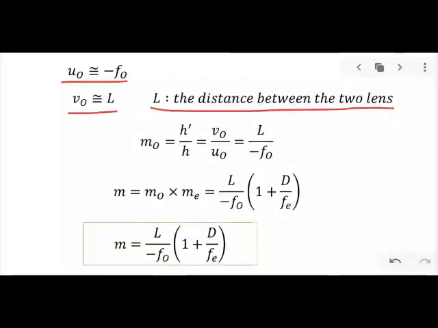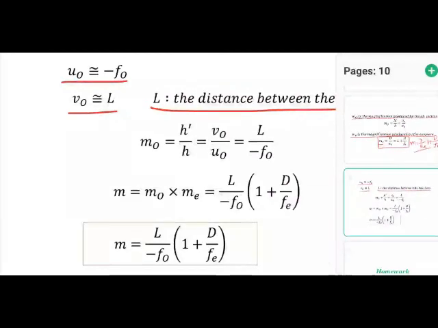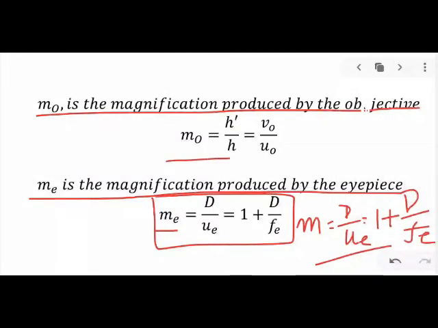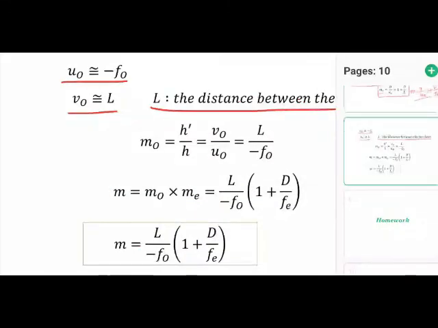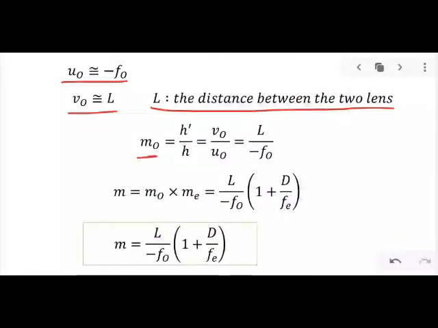Now we have derived MO, the magnification produced by the objective. MO equals H' by H, which is V by U naught. We need this one. So MO equals VO by U naught. So VO is how much? Capital L. So I have written capital L. UO is how much? Minus FO. So I have written minus FO.